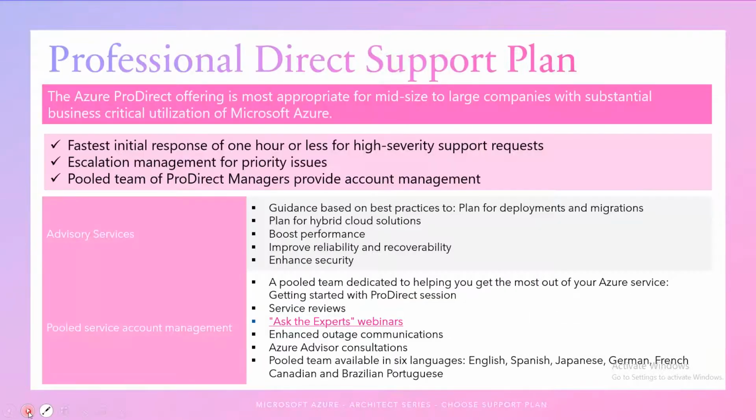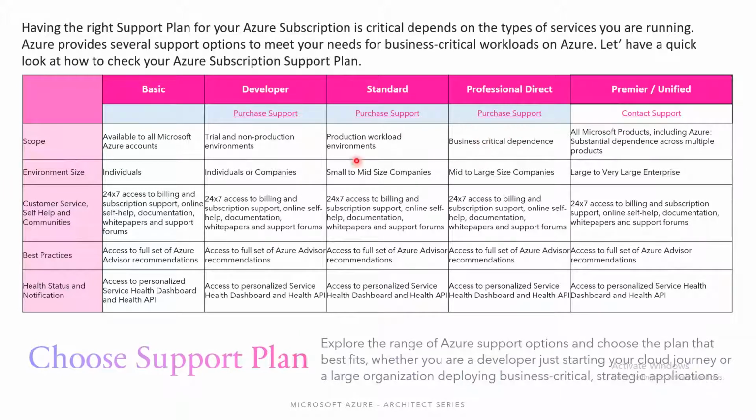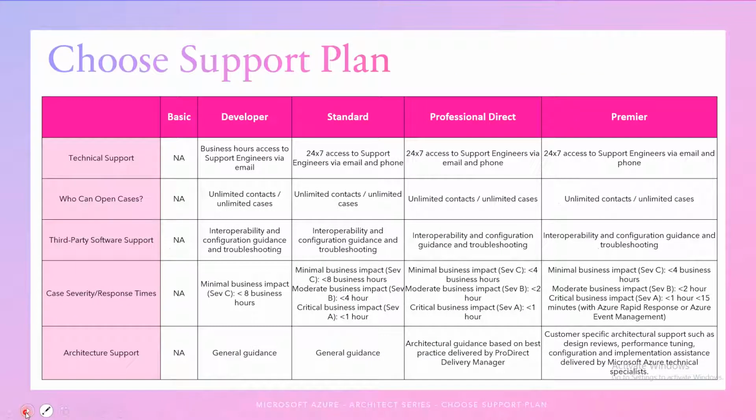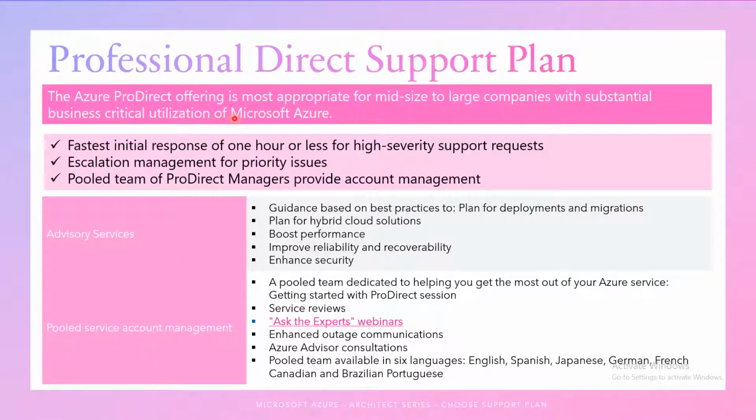So in a nutshell, if you have a mission critical environment, or a business critical environment, you need to go with Professional Direct. Professional Direct is the most appropriate for medium to large scale enterprises. So we'll understand a little more detail around the Professional Direct offering, or the Professional Direct support plan. This is suitable for mid to large size organizations with substantial business critical applications running on them.